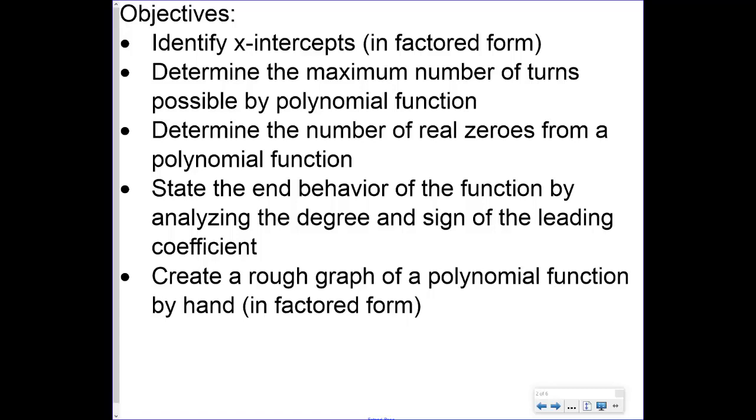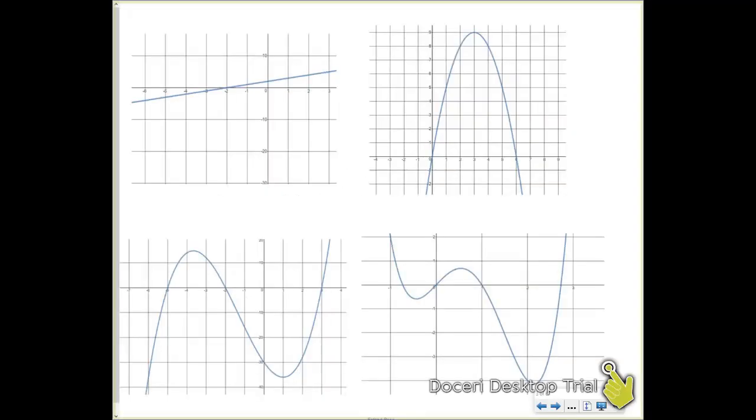and we're going to go from the graph, determine the number of real zeros from a polynomial function, state the end behavior of the function by analyzing the degree and the sign of the leading coefficient, and the leading coefficient is key here. And then of course we're going to try to create a rough graph of a polynomial function by hand, but again we're going to try to keep that in factored form because when it's not in factored form it becomes very difficult. The first thing we want to do here is try to recognize some patterns forming.